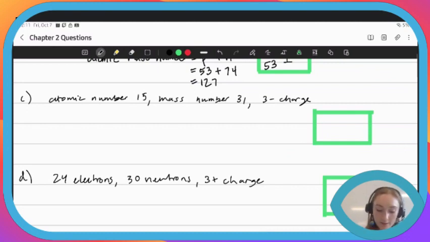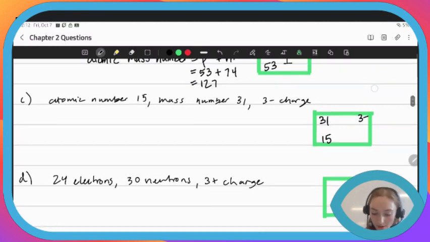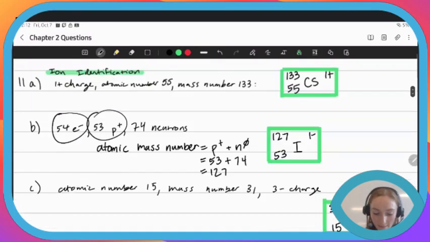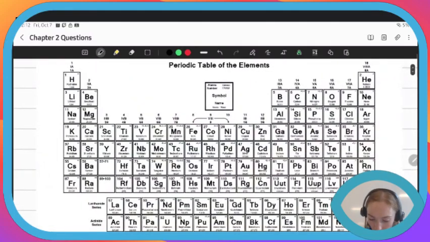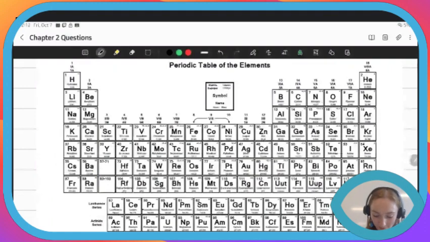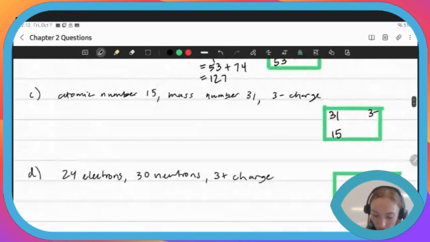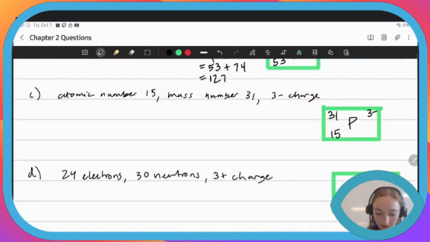So since it has a mass number of 31, it will have 31 at the top left, and since it has an atomic number of 15 at the bottom left, it will have 15 here. And since it has a 3 minus charge, that goes at the top right. And we can look at our periodic table again. Let's look at something with an atomic number of 15. So that will be phosphorus. So phosphorus is the one that we're working with here. So the P goes in the center, the symbol.